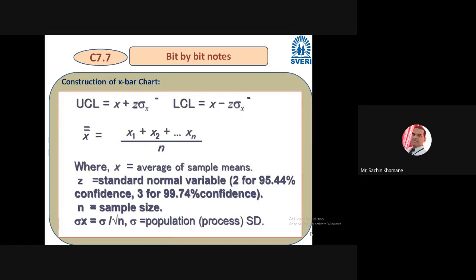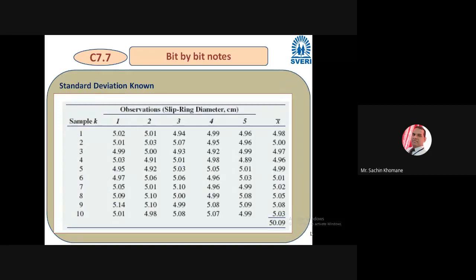Okay. And what is sigma x? Sigma x is sigma divided by under root n. And what is the sigma? Standard deviation. So now we'll see how to calculate the standard deviation in incoming charts. So this is the formula for X chart. So let us have an exercise so that you will get a clear idea.